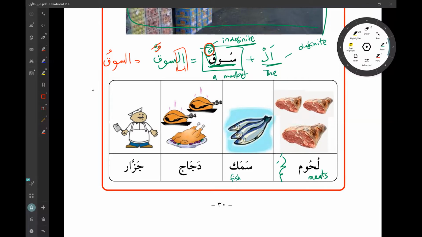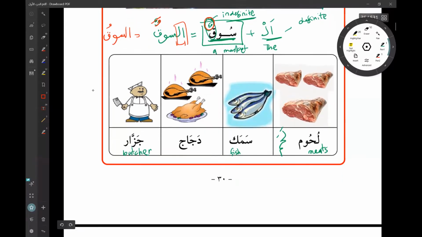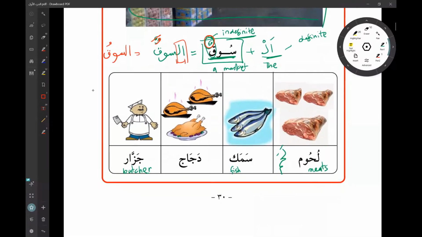Okay, and then we have dajaj, which is chicken, and then we have jazzar. Jazzar is a butcher, right? Butcher, like meat cutter. Okay, right. Sure. So maybe, yeah, that's fine.